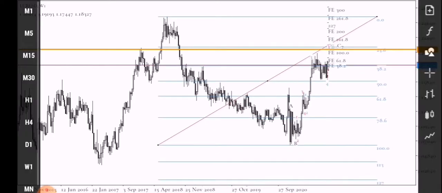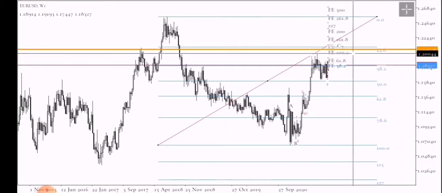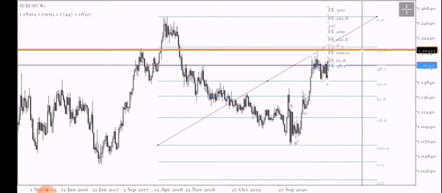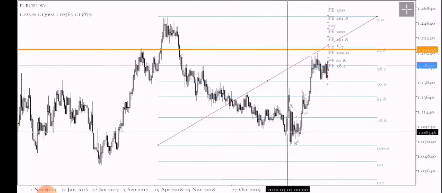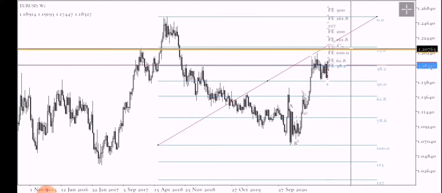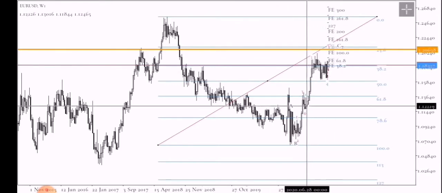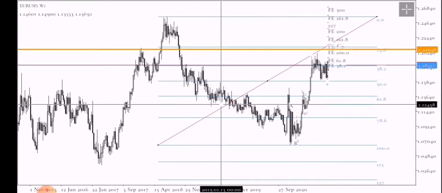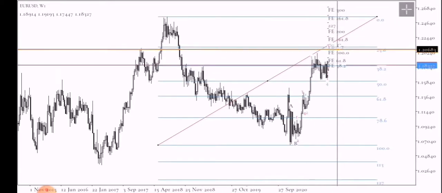Okay. Now, what's your other clue? Look at where the orange line is, right next to the 23.6% Fibonacci of the whole move from the weekly chart. Again, another clue that we should be trying to test those levels. Those are very strong levels there. Whether this is a correction of this move or whether we are headed upwards, we've got two clues telling us somehow, somewhere, we need to end up at least at those levels.